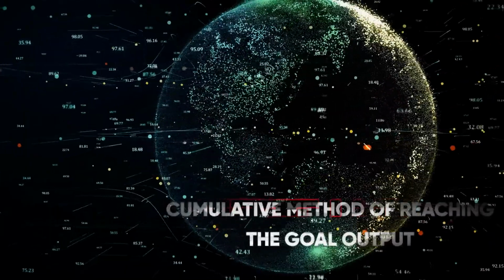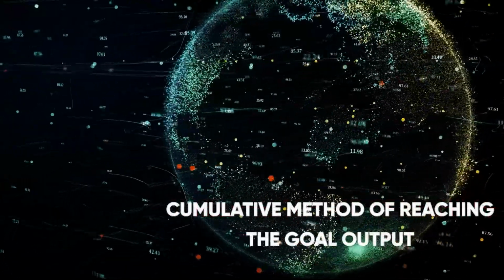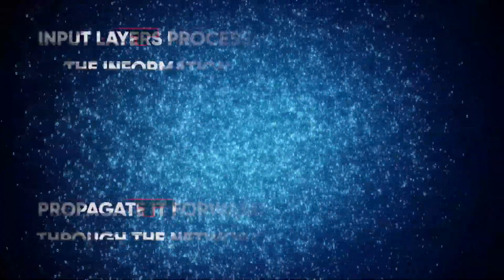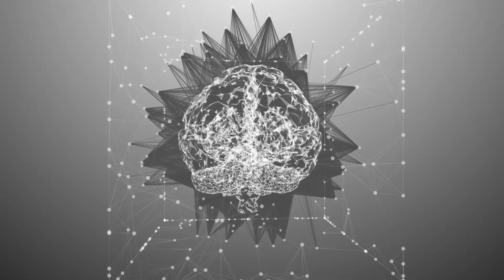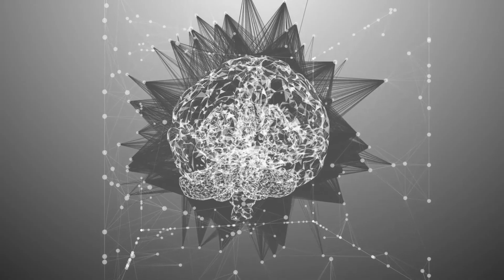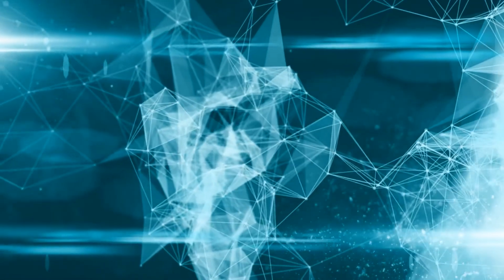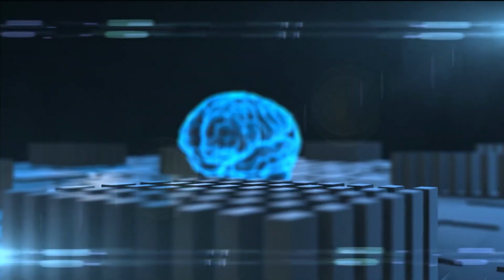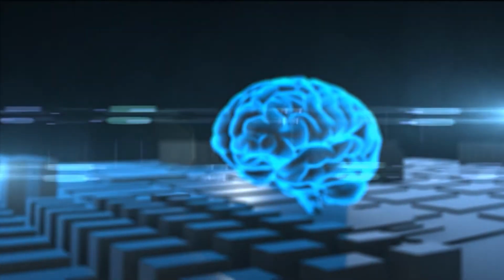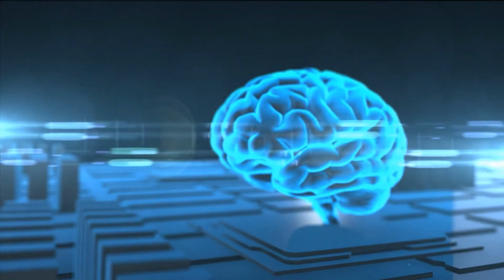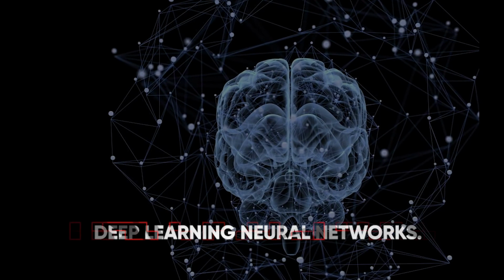It is a cumulative method of reaching the goal output. In this method, the input layers process the information and propagate it forward through the network. The errors are calculated once expected results are compared with the outcome values, propagating the information backward. After adjusting the weights to reach the optimal level, the network can be tested for the outcome.